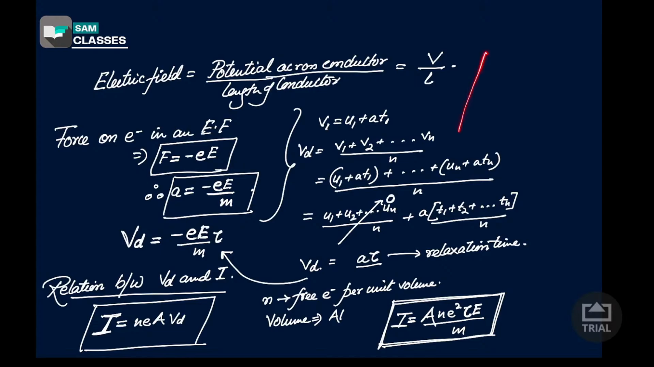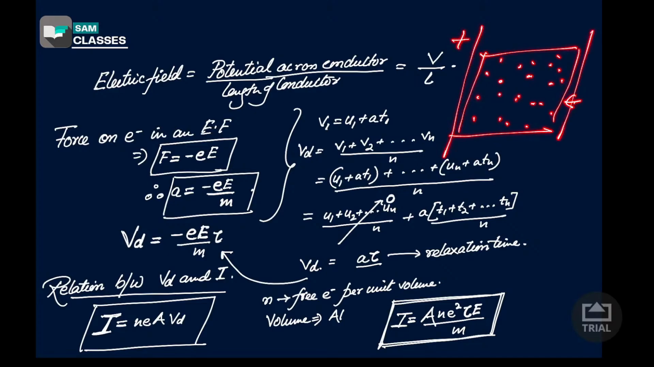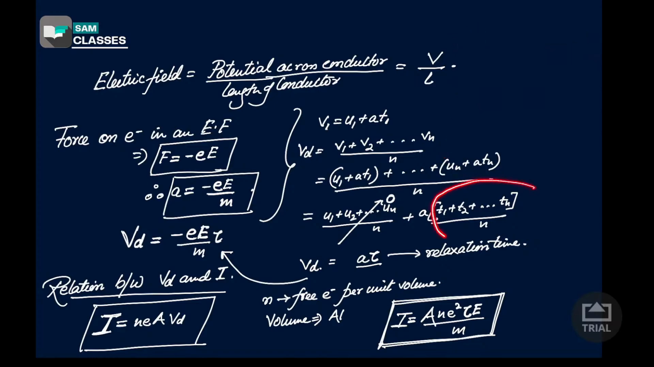Basically in a cylinder like this, or in a jar, so many electrons are there. They're just randomly moving here, there, here, there. The moment you apply an electric field, what will happen? There'll be ordered movement. Clear? Now, what does this (t1 plus t2 plus t3 up to tn) by n signify? Anybody can explain what you mean by relaxation time?